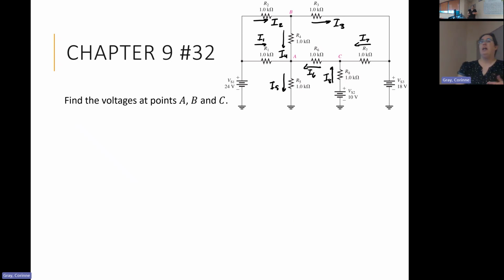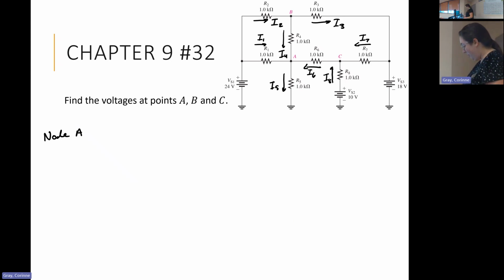So with these currents here and the directions we've guessed, let's write out the current law. However, we're going to have everything on one side, so we'll have it equal 0 for everything. So let's start with node A.